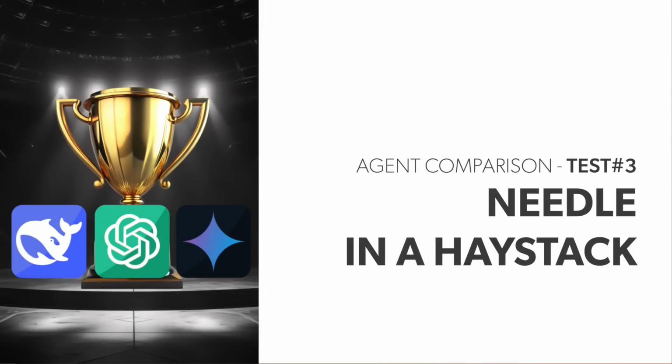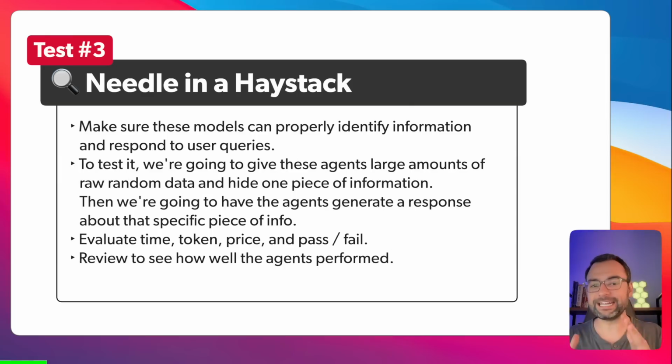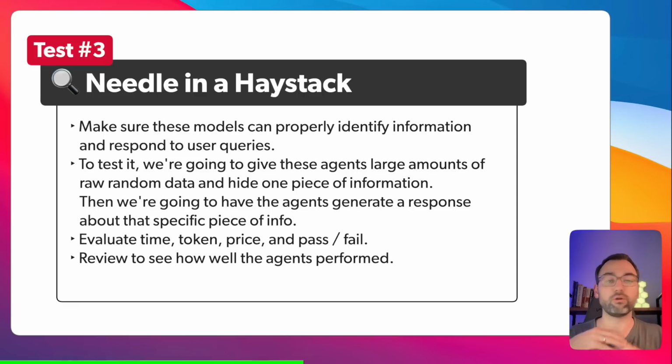All right, guys, so welcome to test number 3, where we're going to be doing a needle in a haystack test on these different agents. So basically what we want to do ultimately in this test is to make sure that these models can properly identify information in a vast amount of raw information and generate a response to it. To test it, we're going to give these agents a large amount of raw random data, and we're going to hide one key piece of information in the information it has to sift through. Then we're going to ask the agent a specific question, and it's up to that agent to hopefully generate the proper response and find that one key piece of information.